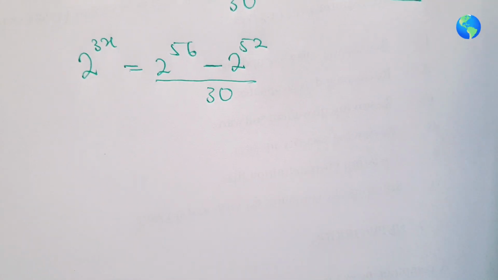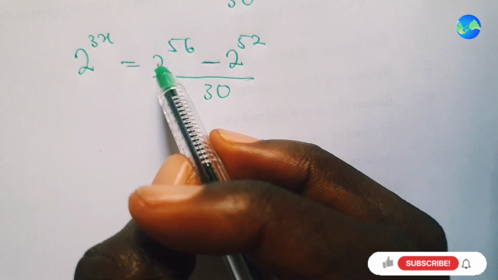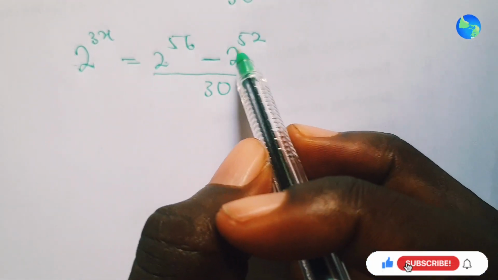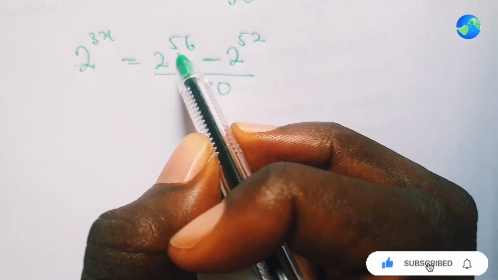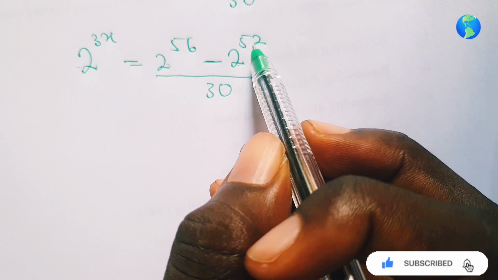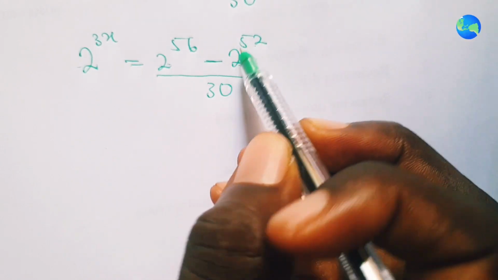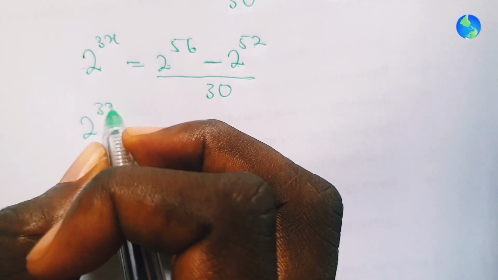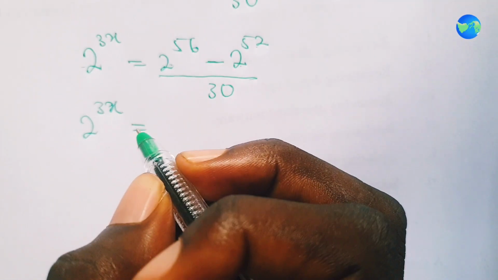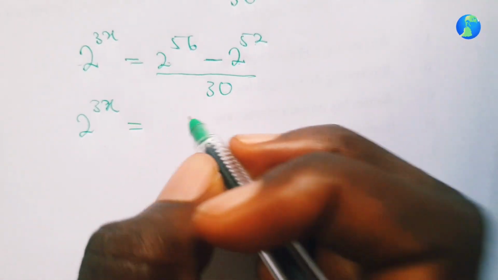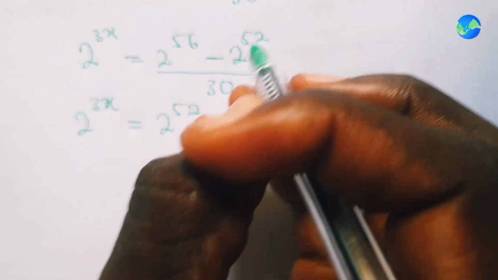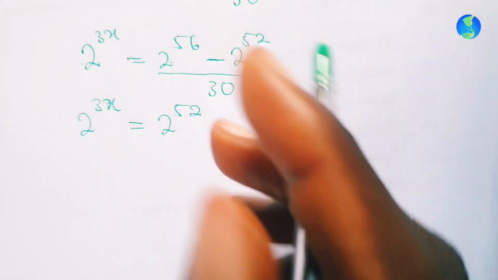Now after this step, the next step we should know is, okay, we have 2 2 2. That should tell us something, right? So let's factor out something that is common here. This is 2 power 56 minus 2 power 52. There's something we can factor out, which is 2 power 52. So let's do it. This 2 power 3x equals, this is 2 power 52 because 52 is the least, so I can factor it out.